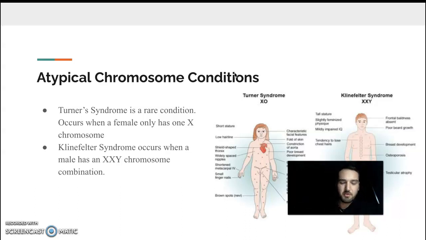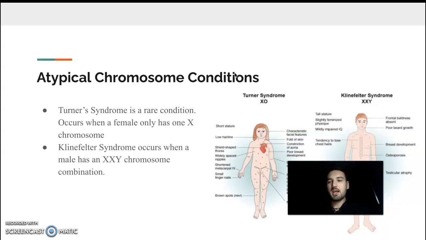So a little extra info on how chromosomes become very important. Here are some atypical chromosome conditions. We have the Turner syndrome, which is when a female only has one X chromosome instead of the double X. And so we'll see a female with symptoms such as short stature, low hairline, smaller fingernails, deformities. So we'll see a bunch of different symptoms like that.